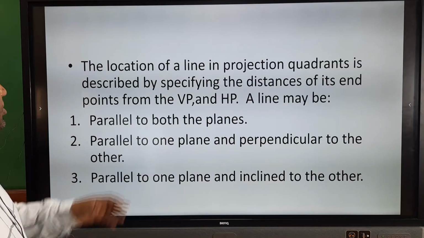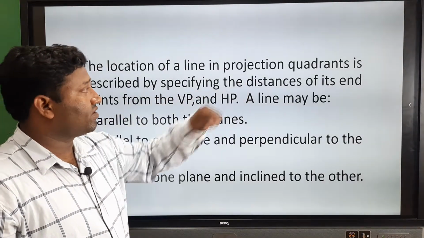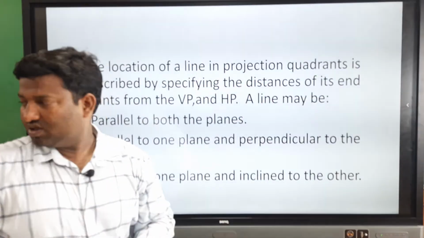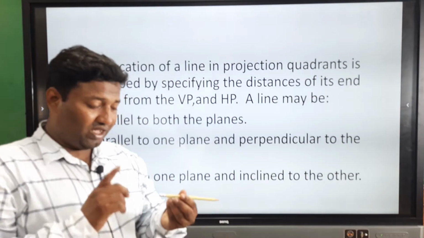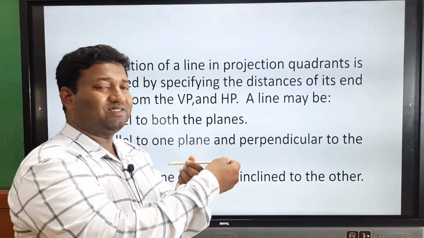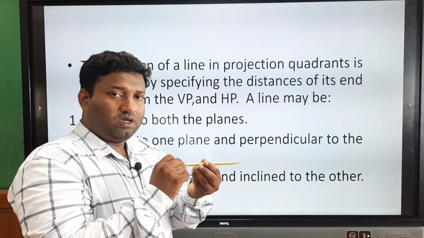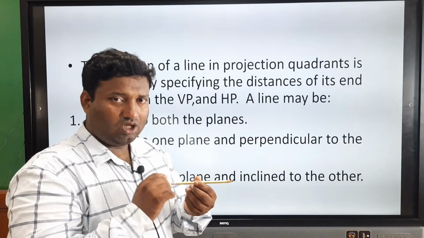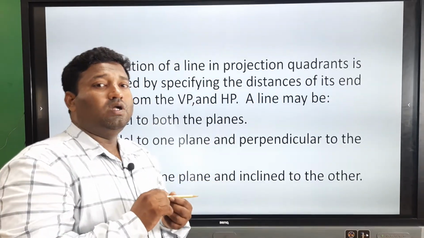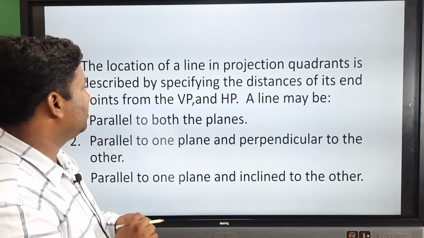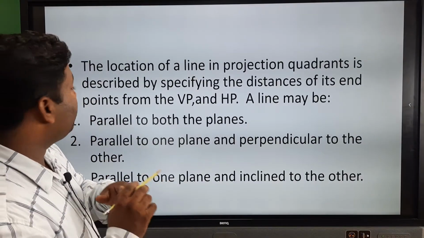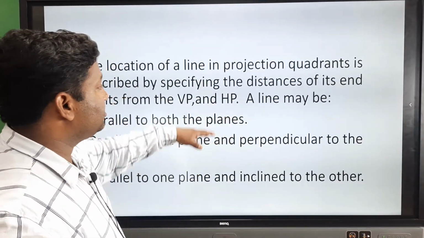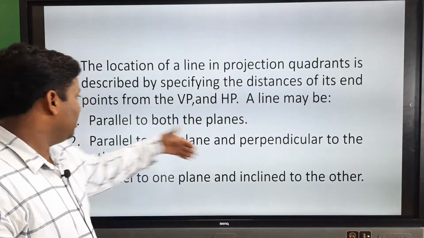Next, the location of the line in the projection quadrants is described by specifying the distance of its ends. A line is specified by its two ends, first end and second end. We give text like A, B, or as we wish R, S or P, Q. This text is the name of the line. Here we have to represent this line with respect to the VP and HP.